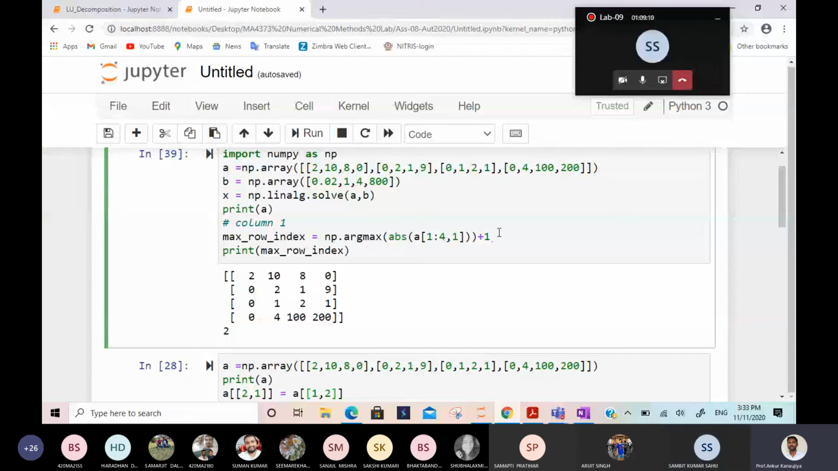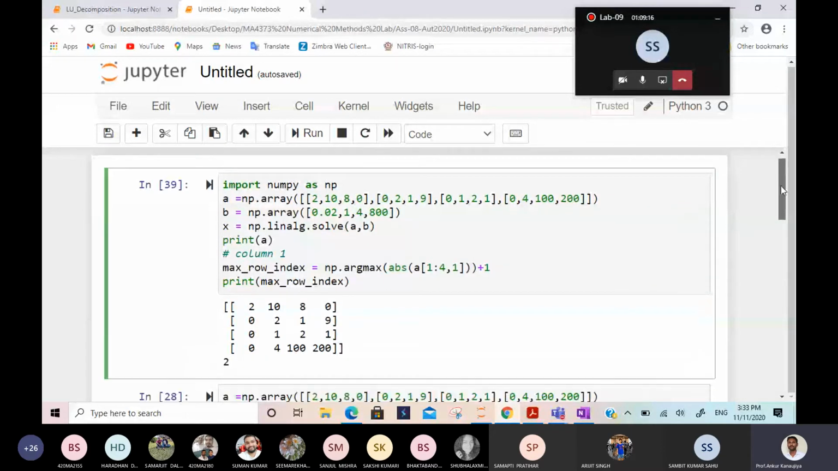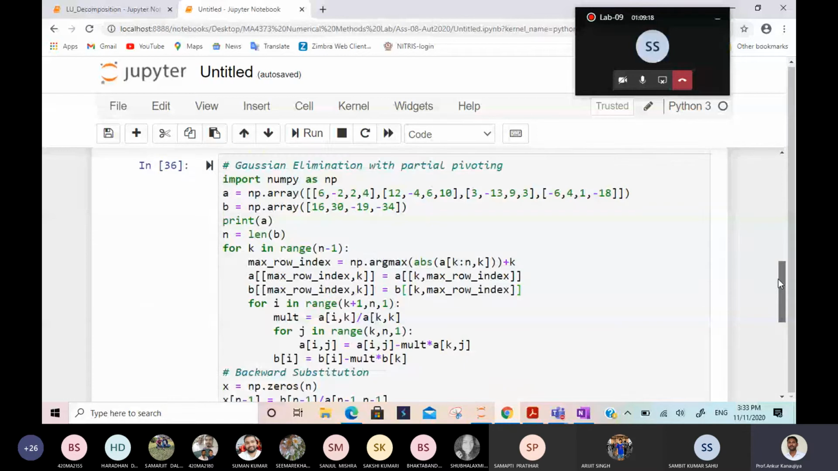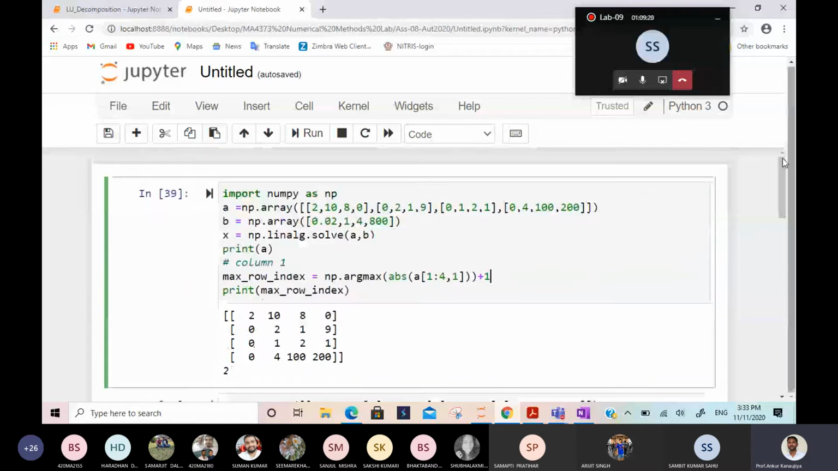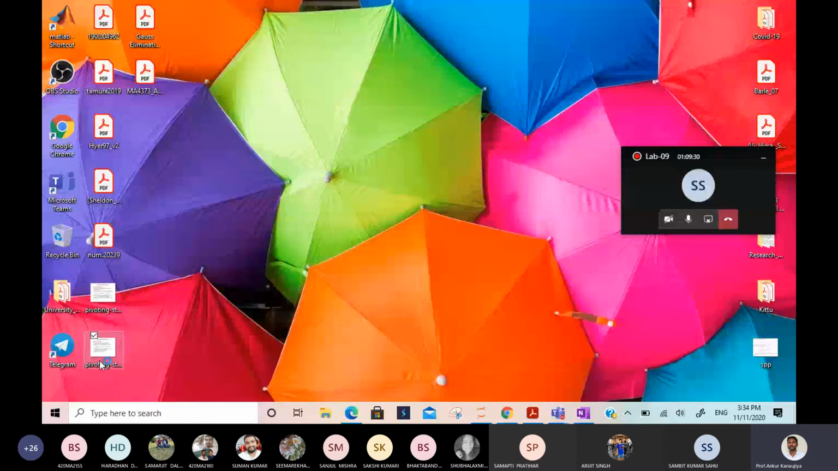So now I'm moving to complete pivoting, not partial pivoting. Even if you solve by partial pivoting, you will get the correct answer. If you apply complete pivoting also, you will get the correct answer. So first I will just show what partial pivoting is in mathematical terms. This one is just a notation.